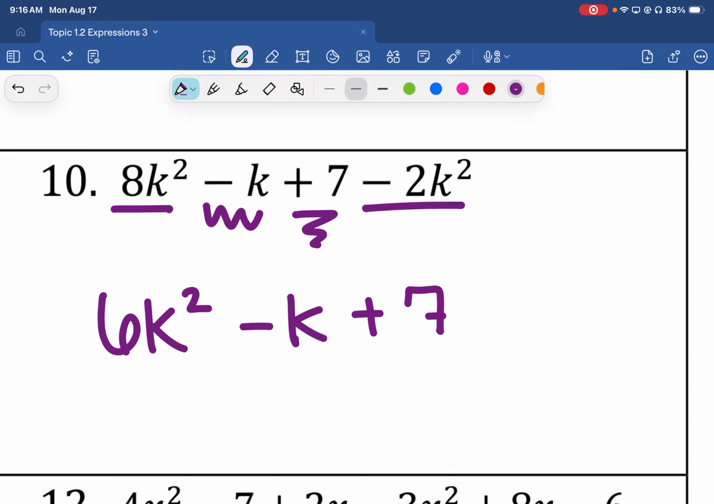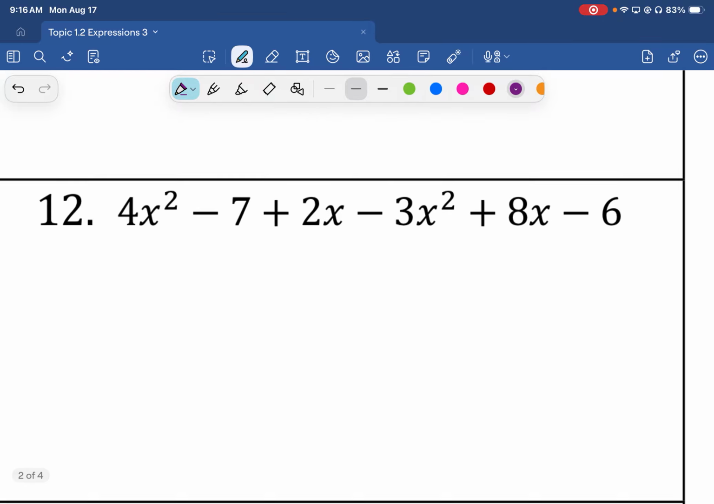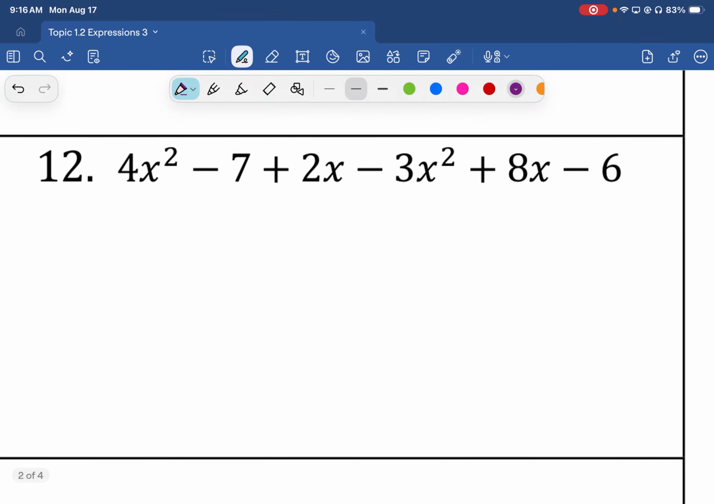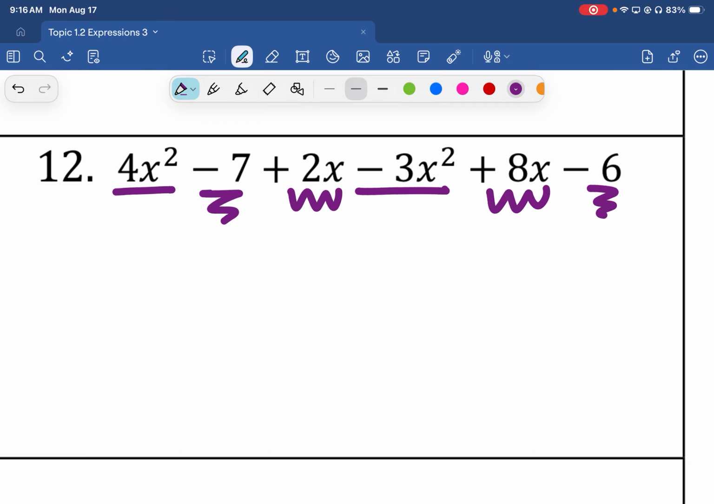Yeah. All right. For number 12, what are our like terms? 4x squared and negative 3x squared. Okay, what else? Oh, and 2x and x. And negative 7 and negative 6. All right, so to write our final answer, it would be what? X squared plus 10x minus 13.